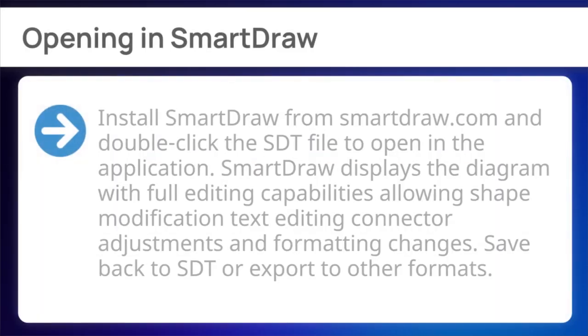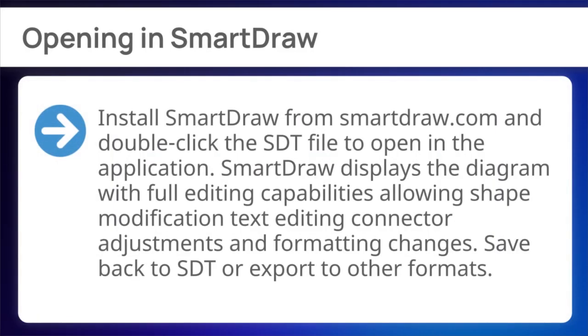First, opening in SmartDraw. Install SmartDraw from smartdraw.com and double-click the SDT file to open in the application. SmartDraw displays the diagram with full editing capabilities, allowing shape modification, text editing, connector adjustments, and formatting changes. Save back to SDT or export to other formats.